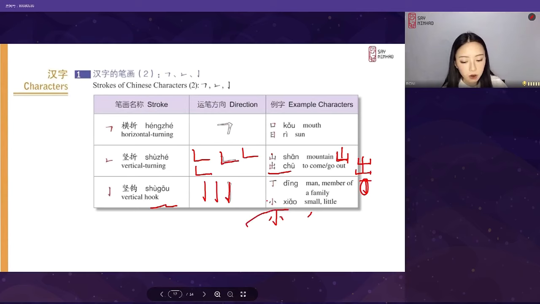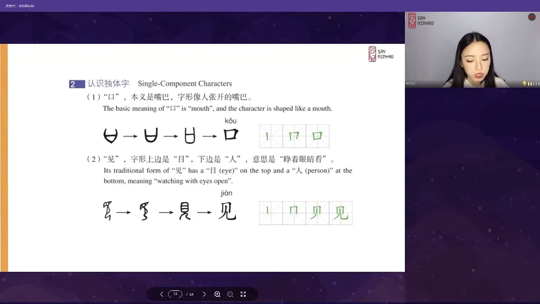Now, these are the three strokes we are going to learn today. We've already learned them. First one is 横折. Next one is 竖折, vertical turning. Then 竖钩, vertical hook. Now let's move on to our new part, which is the single component characters.